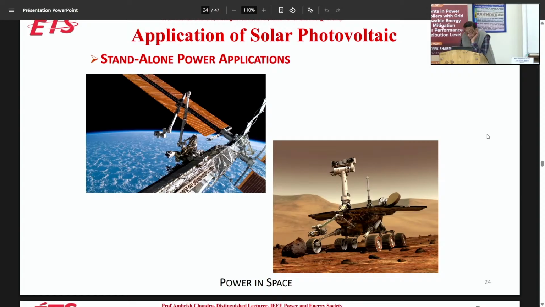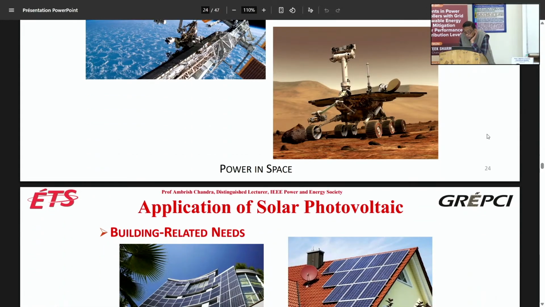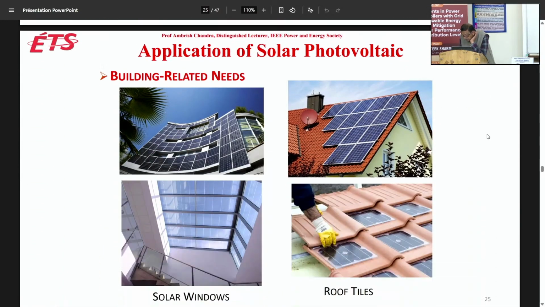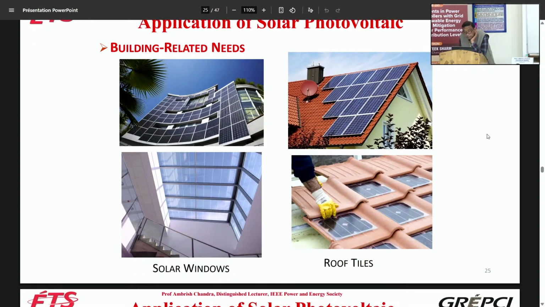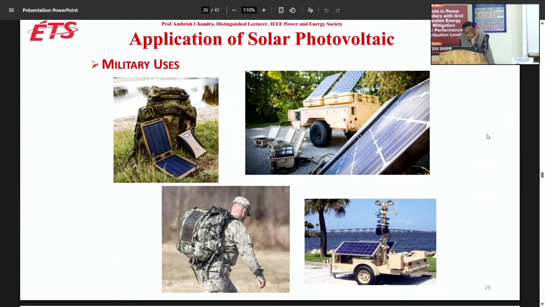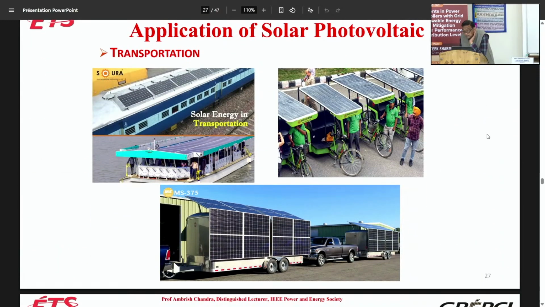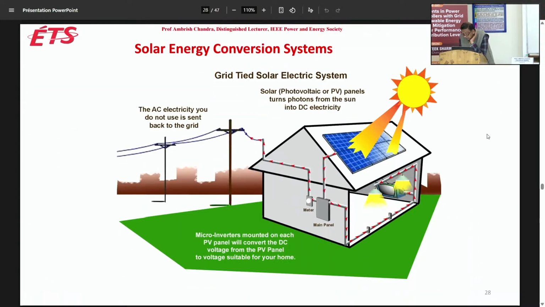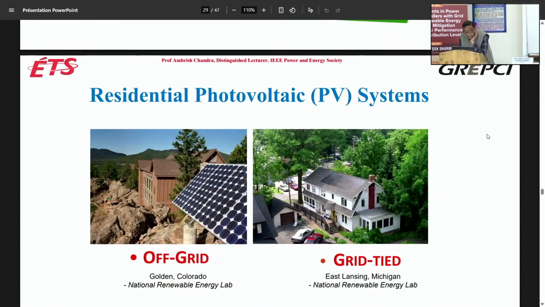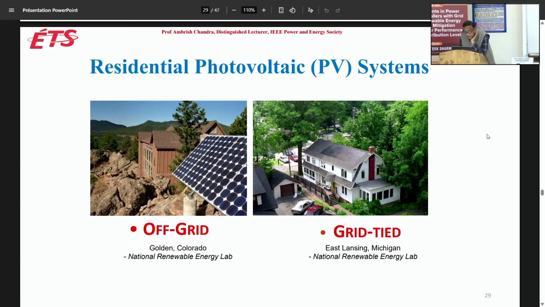Then solar windows and solar roof tiles for military uses, transportation, and this is the solar energy conversion. You already know this is grid tied. Residential off-grid, grid tied.